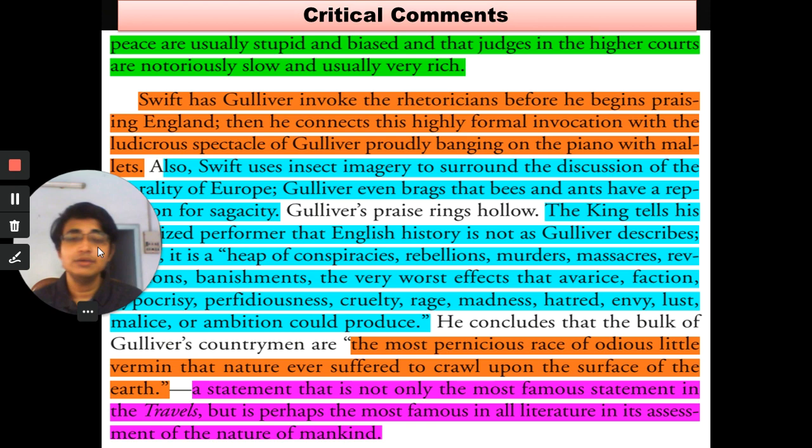So he becomes a butt of ridicule, an instrument of entertainment, a court jester, and at the same time a very prideful man. An incongruous admixture is what Jonathan Swift is trying to repeatedly convey in this particular context.